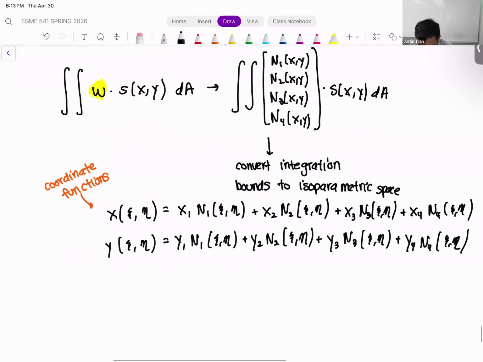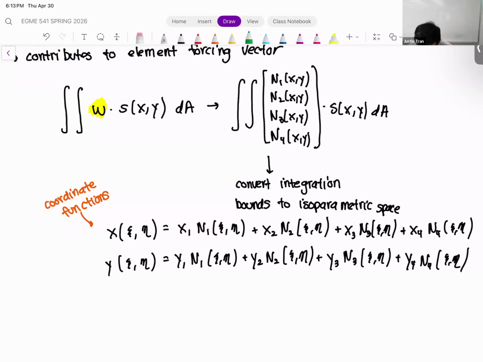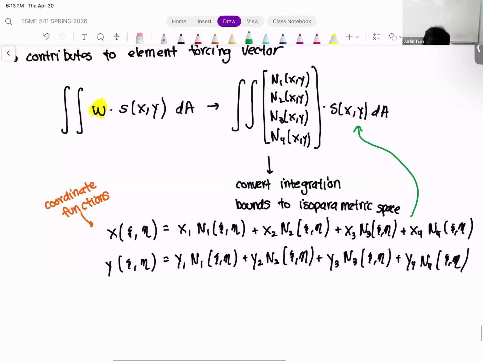So first thing is we're gonna plug in, basically, everywhere we see x and y in the original body forcing term, we're going to plug in x and y here. We're going to plug these in right here. Your body forcing term is going to be some function of x and y, and so you can plug in these expressions for the coordinate functions to essentially create functions of epsilon and eta instead.